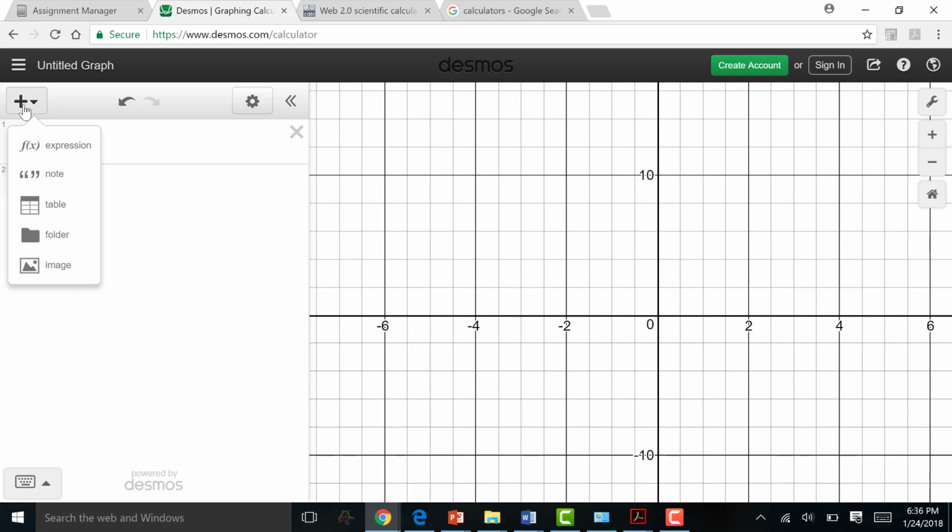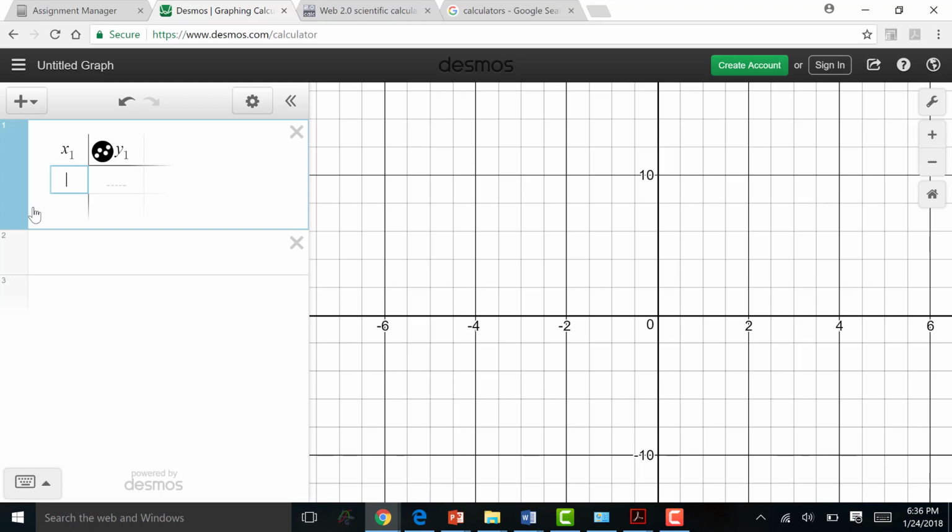Click on the plus sign. And do you see an XY table? Click on the table. Aha. Now you can plug in all the numbers that we had on the table that you saw on the previous screen. So we said we were going to put in -3, comma what? -27.